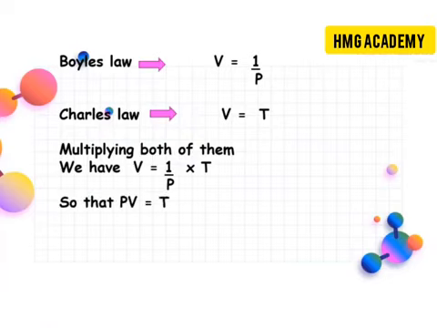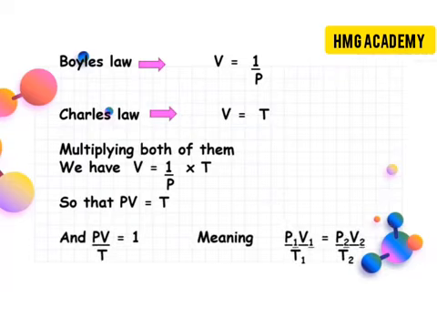Now, so that in the end, PV is proportional to T, or we're going to have PV divided by T is a constant, meaning that P1 V1 divided by T1 is equal to P2 V2 divided by T2. This is to enable us to compare two different scenarios of pressure, volume and temperature.